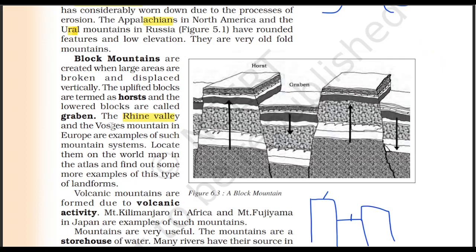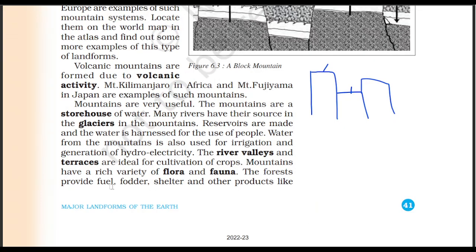The Rhine Valley in Germany and the Vosges mountain range in Europe are examples of such block mountain systems located in the world. Volcanic mountains are formed due to volcanic activity. Mount Kilimanjaro in Africa and Mount Fujiyama in Japan are examples of such mountains.